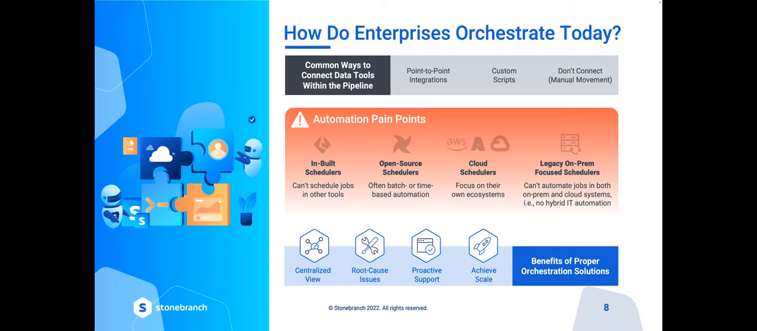So what are our pain points? What keeps us from being able to orchestrate versus just automate? And there's a subtle difference there. Automate, you can automate any single thing, but orchestration requires automating across a lot of different tools in the pipeline. So the pain points, these are the types of things people typically use.